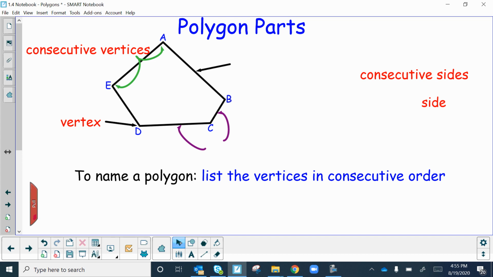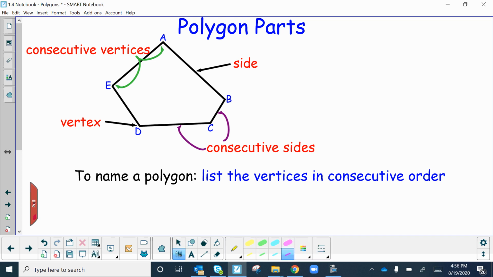And then we said this a second ago, this is a side. So a segment is represented as a side. So this has 1, 2, 3, 4, 5 sides. And then these 2 would be consecutive sides because they're 2 sides right next to each other. So they both share a vertex. So side DC and side BC are consecutive sides.